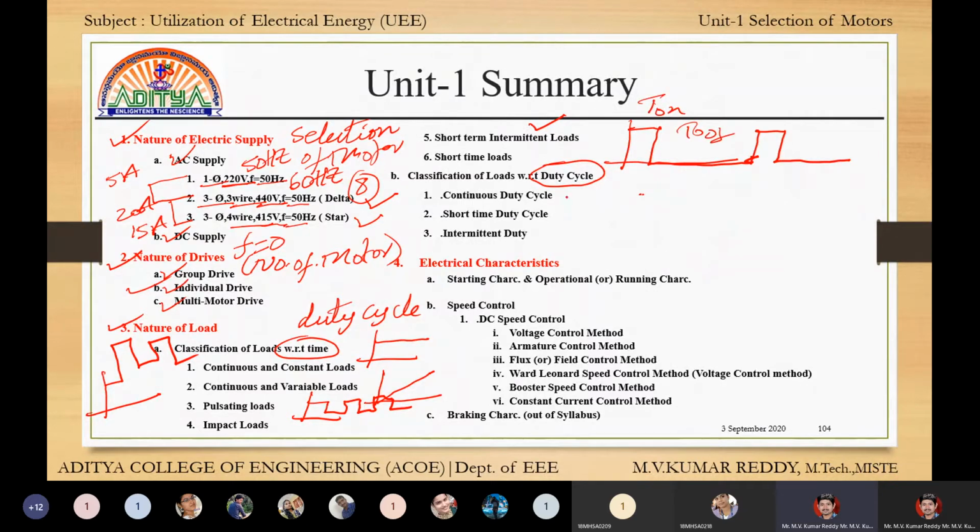Okay, next continuous duty cycle. This is also continuous duty cycle. That means it has equal T on and T off, which are turn on and turn off. Short time duty cycle is also like short time loads. It has T on very short and T off very long. This one is short and this one is long.